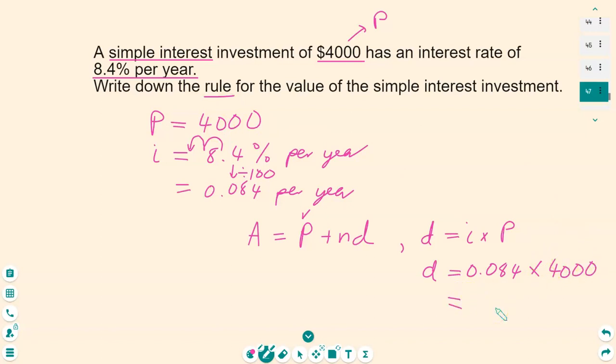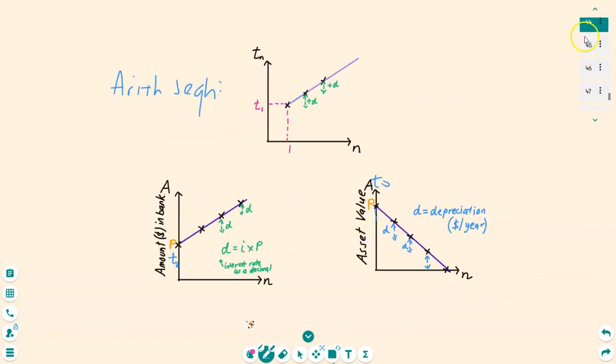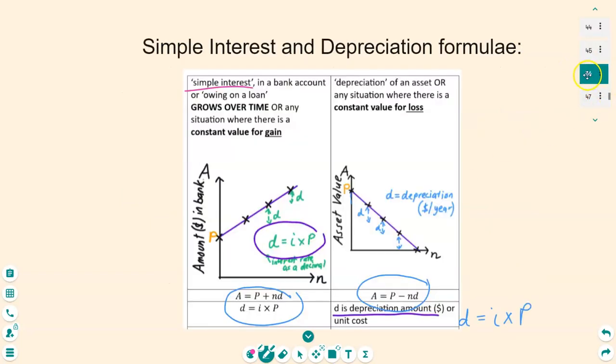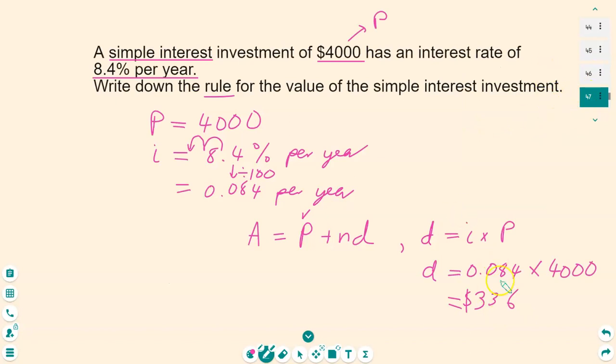And into our calculator, careful to put that 0 in there too, 0.084 × 4,000, which is 336. So what this means, if we come back to here, is that's the interest amount in dollars per year. That's the formula for interest per year: you do the interest times the principal. So that's how much it's increasing.